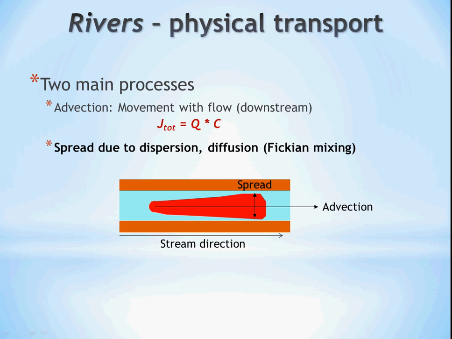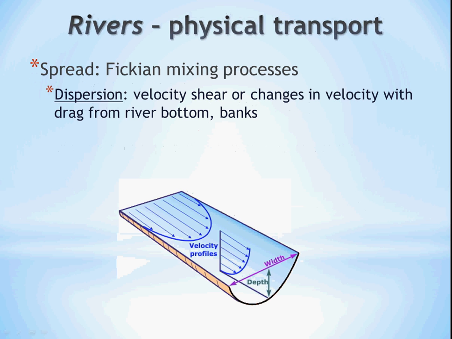In the last video, we talked about advection and came up with this main equation for pollution movement downstream. In this video, we're going to talk about pollution spread due to Fickian mixing, or dispersion and diffusion. So dispersion, again, we covered a little bit today in class, this is Thursday in my world.